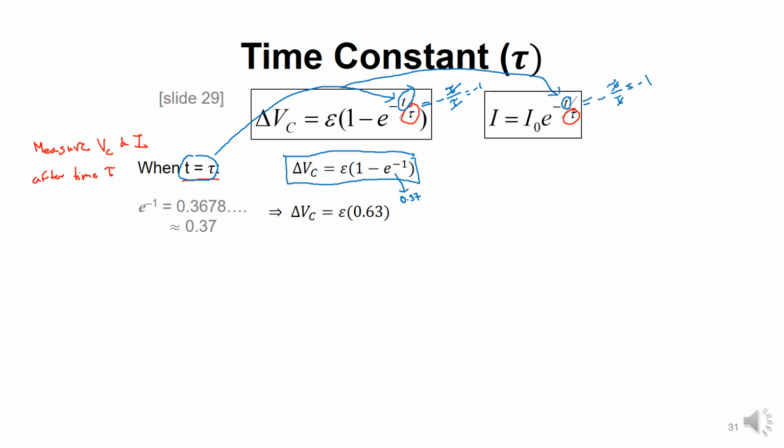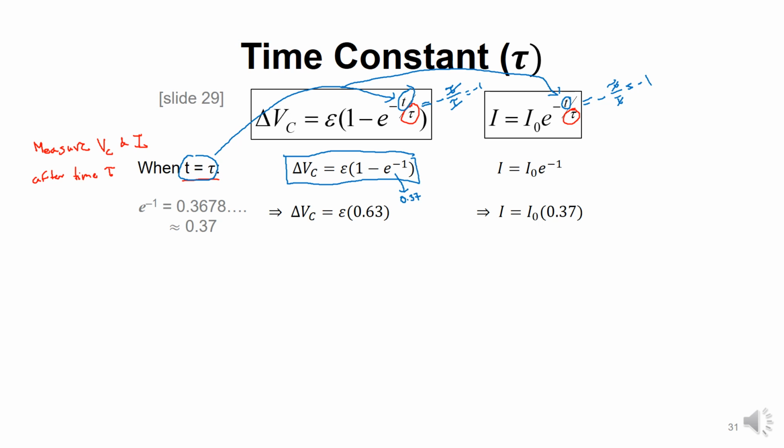All right. So an important figure to know, 63%. If you know how long it takes for a capacitor to go from 0 to 63%, that's how long the time constant is. So in a way, it's usually a clever trick to finding the time constant without doing calculation. Just measure how long it takes to go from 0 to 63%.